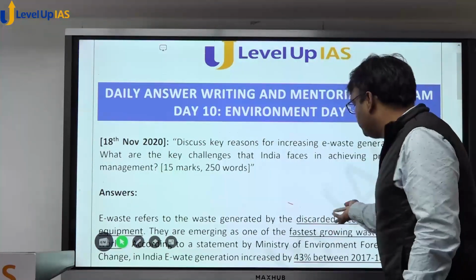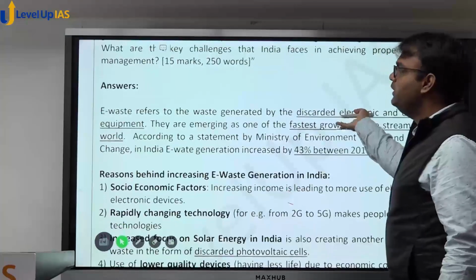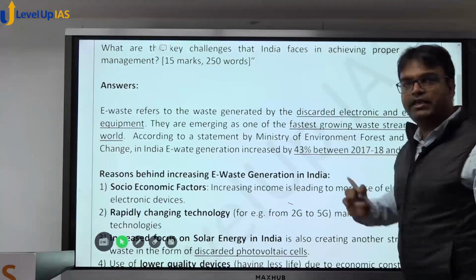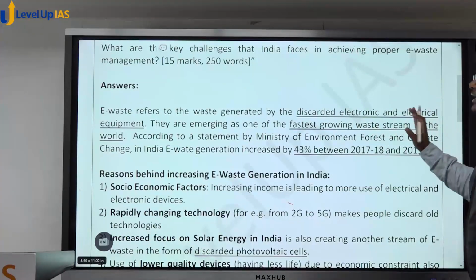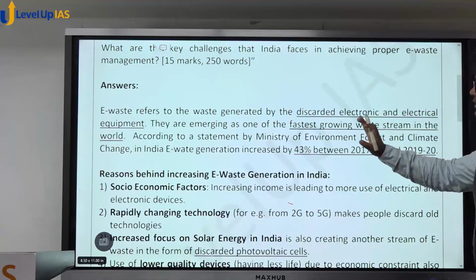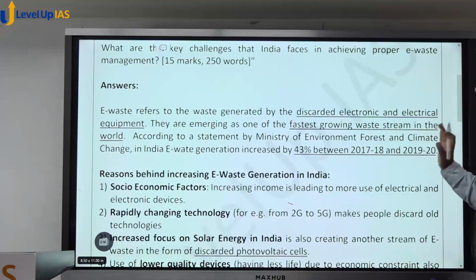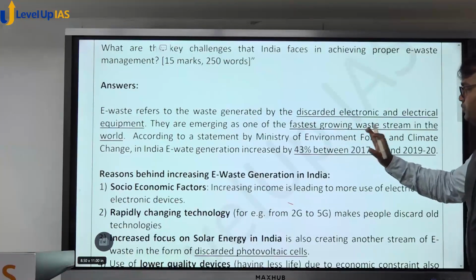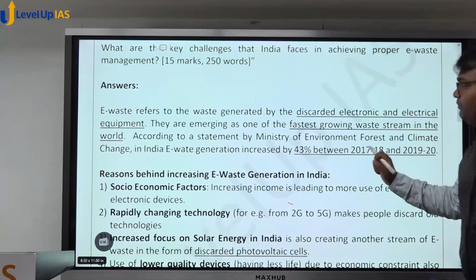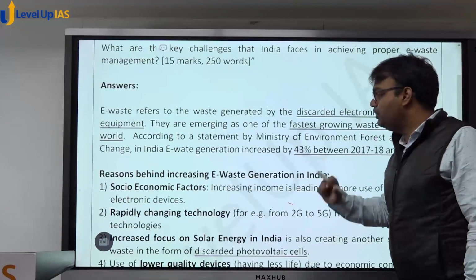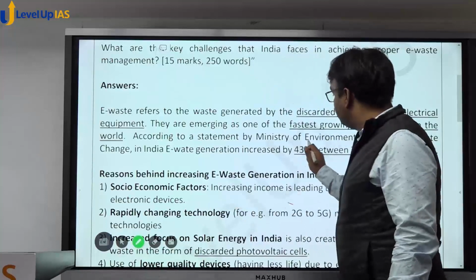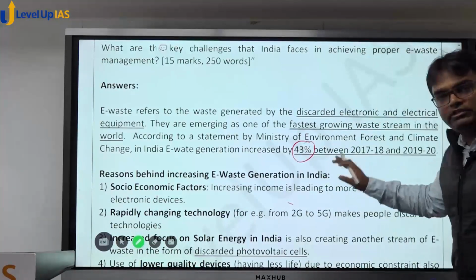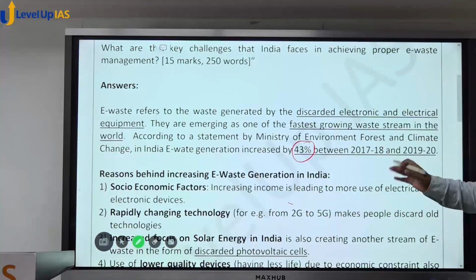So here, if you look at the model answer, you'll see that first we have defined e-waste. E-waste refers to the waste generated by discarded electronic and electrical equipments. They are emerging as one of the fastest growing waste streams in the world. According to a statement by the Ministry of Environment, Forest and Climate Change, e-waste generation has increased by 43%. See, the question was about why is it increasing? You have first said that it is increasing. Then we'll jump on to its reasons. This is one way in which you can introduce your answer.